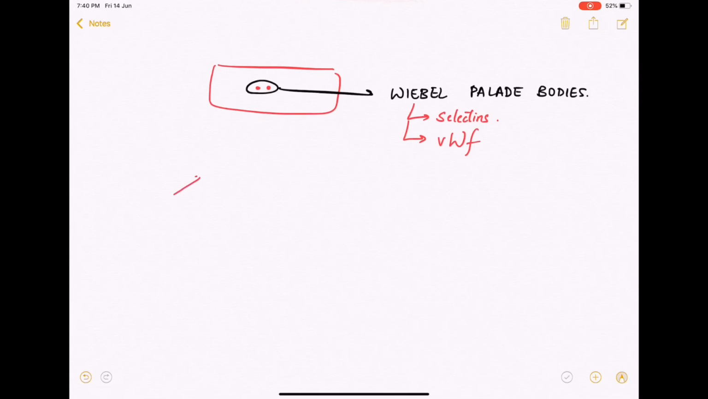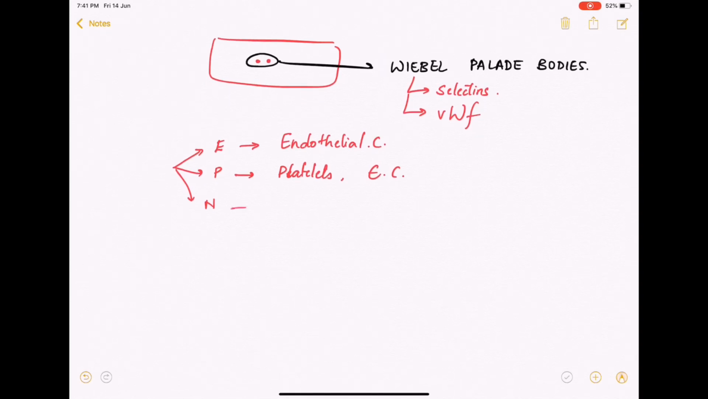About selectins, there are three types of selectins. We have E selectins, P selectins, and N selectins. E selectins are commonly seen on the endothelial cells, and we have the P selectins seen on platelets and also on endothelial cells, and N on neutrophils. The N selectins have the function of helping in the homing of the leukocytes into the lymph nodes.